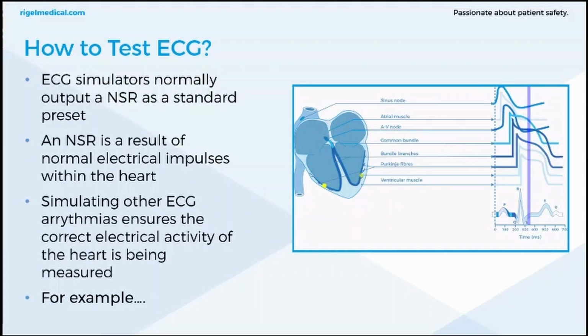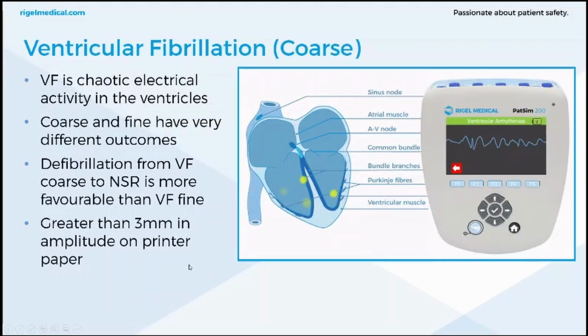ECG simulators normally output a normal sinus rhythm as standard. Normal sinus rhythm is a result of regular, normal electrical impulses within the heart behaving as they should. Simulating other ECG arrhythmias ensures that correct electrical activity of the heart is being measured. For example, ventricular fibrillation, or VF coarse in particular, is chaotic electrical activity in the ventricles.